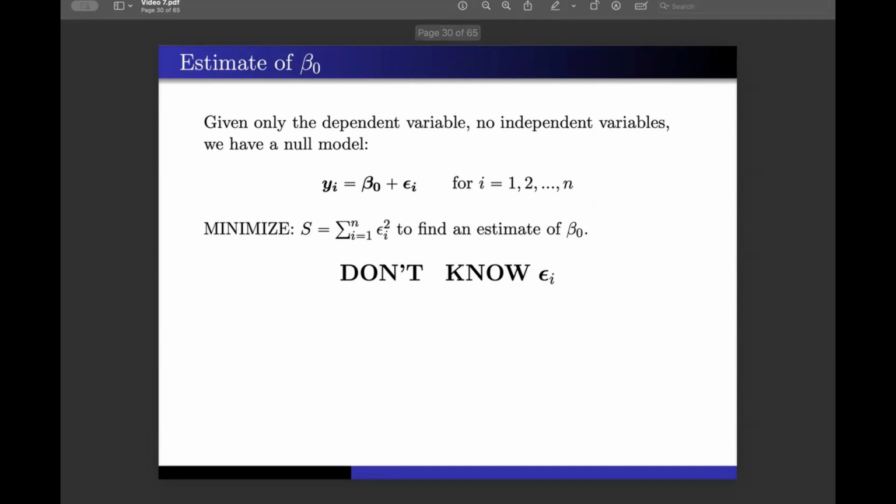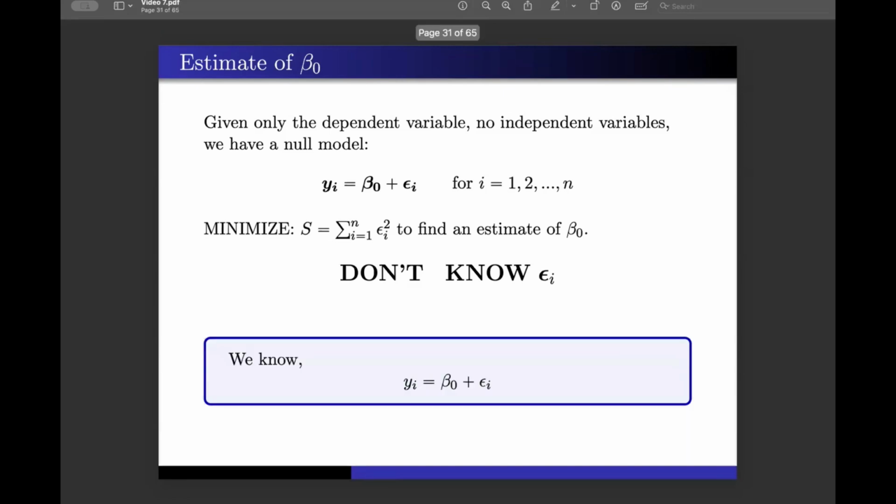But wait, here's the thing. Do we know epsilon i? Epsilon i is the uncertainty we have in the model, and we have no idea about this error term. So, how do we find the minimum of some function if we don't really know anything about that function?